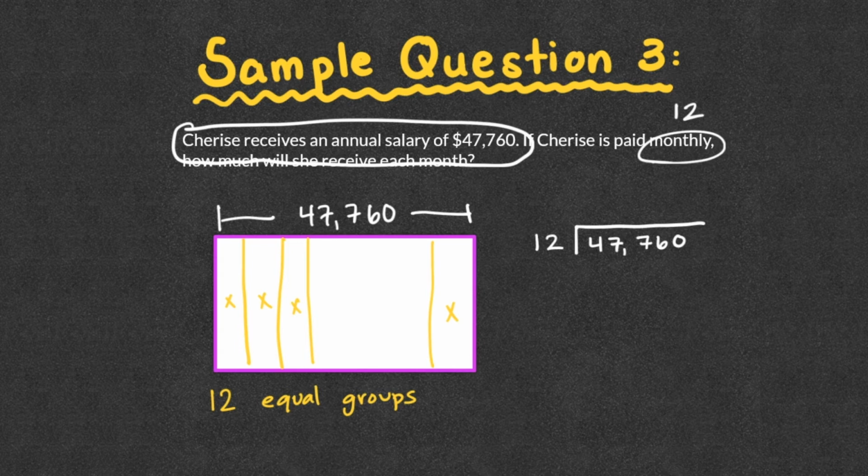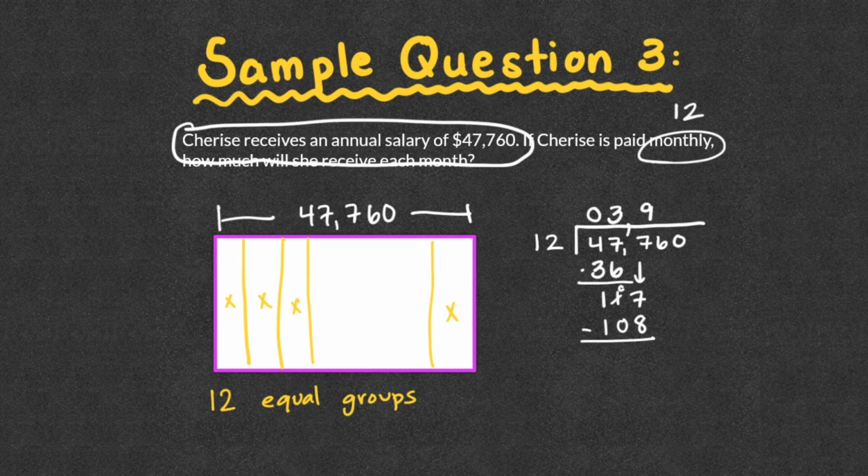So from here, we know 12 does not go into 4. 12 goes into 47. That's 3 times. 3 times 12 is 36. Subtract, we get 11, which gives us 7 here. We bring down our 7. I'm going to bring up the comma. So 117 divided by 12, that is going to be 9. 9 times 12 is 108.